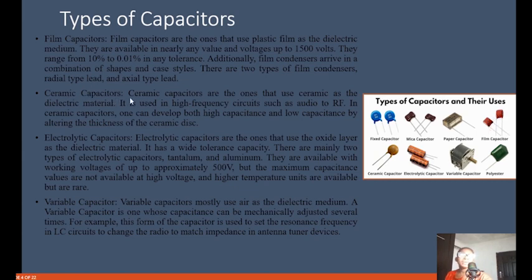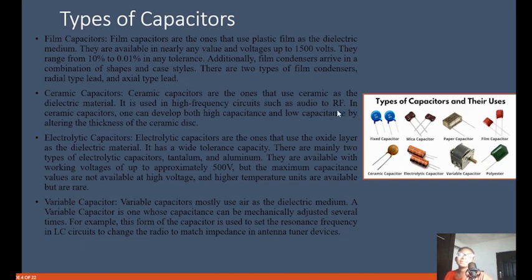So the next one is the ceramic capacitors. Ceramic capacitors are the ones that use ceramic as a dielectric material. So that is just a simple way of defining these types of capacitors. It is used in high frequency circuits such as audio to RF, that's radio frequency. In ceramic capacitors, one can develop both high capacitance and low capacitance by altering the thickness of the ceramic disc. So if we alter the thickness of this ceramic disc, we can develop both high capacitance and low capacitance.